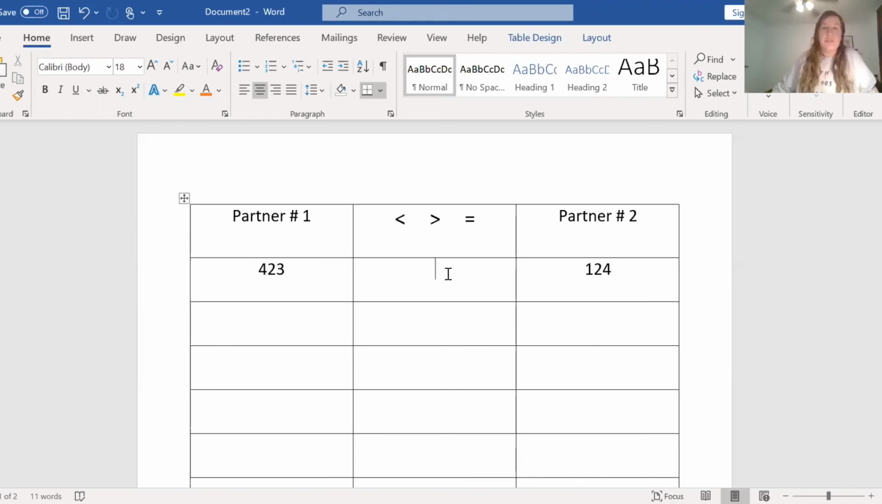So you should be using your newly acquired vocab using greater than, less than, or equal to, and your alligator trick to determine which number is greater than, less than, or if they're equal. So because I know that 423 is greater than 124, I'm going to draw the greater than symbol pointing towards 423.